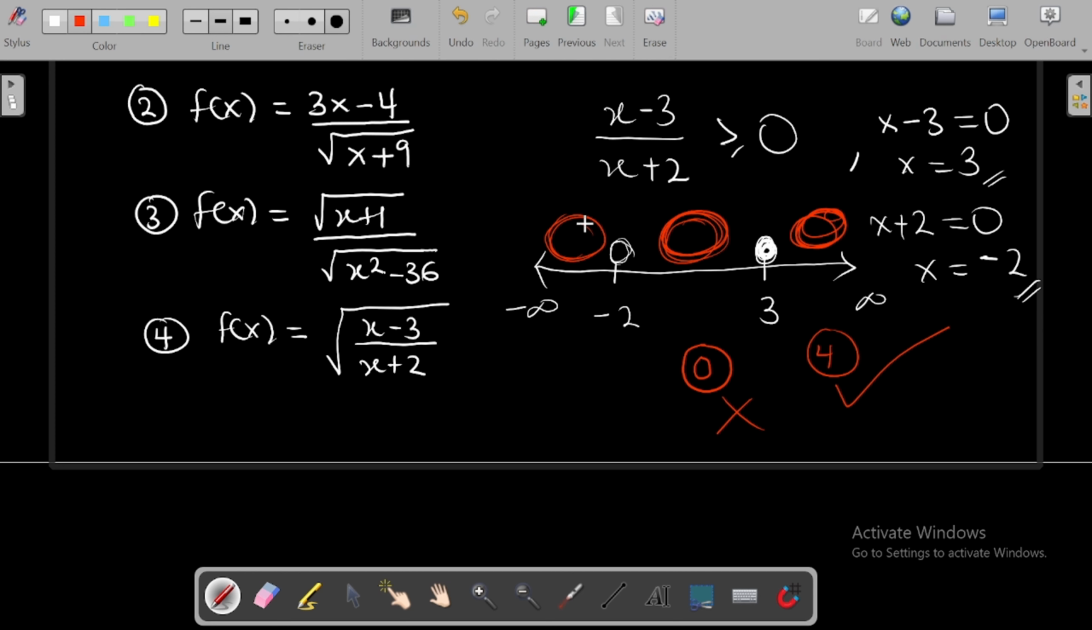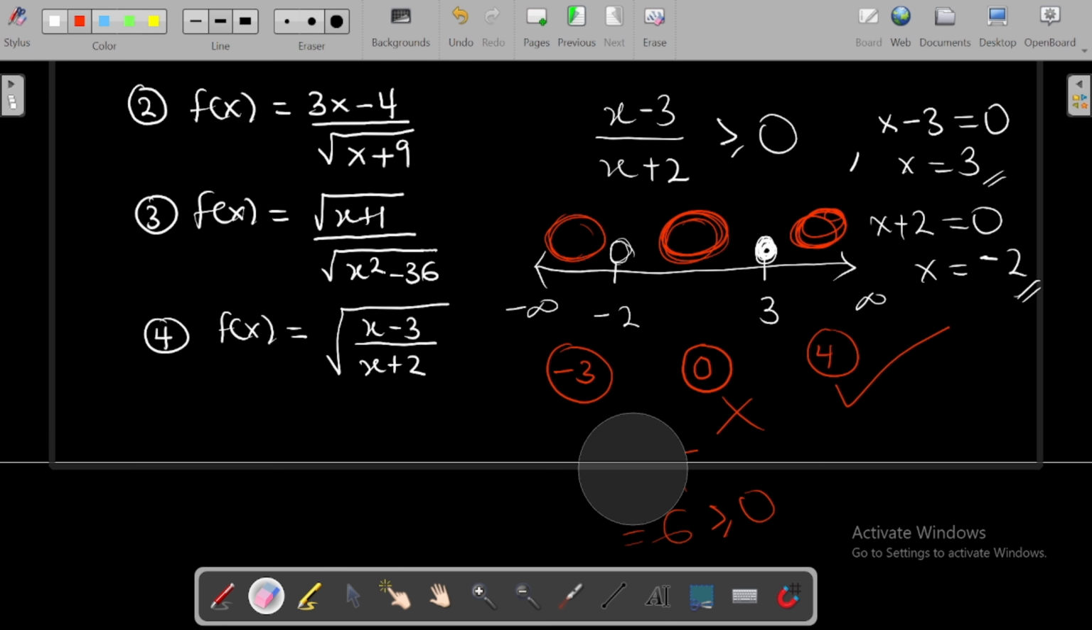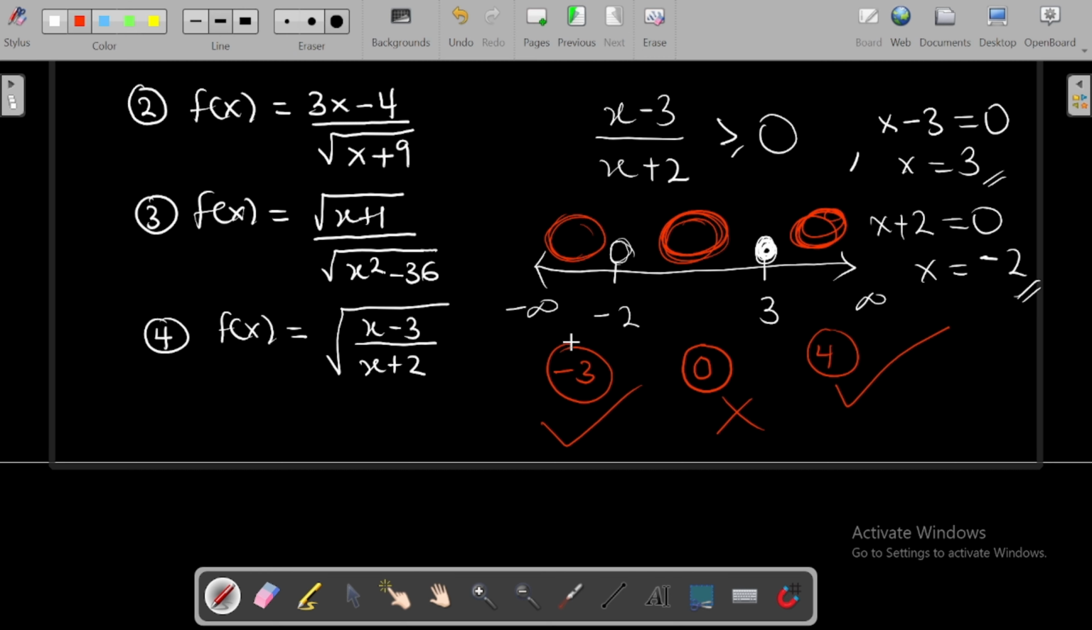Okay. Now let's look at the last region, from -infinity to -2. Let's pick any number. I'm going to pick -3. If you put -3 minus 3 all over -3 plus 2, -3 minus 3 is -6, all over -3 plus 2 is -1, which is the same as 6. Is 6 greater than or equal to 0? Yes, 6 is greater than or equal to 0. It means that the third region also satisfies the equation. So once it satisfies the equation, those regions are part of the domain. So right now we have identified that this region is part of the domain and this region is part of the domain.